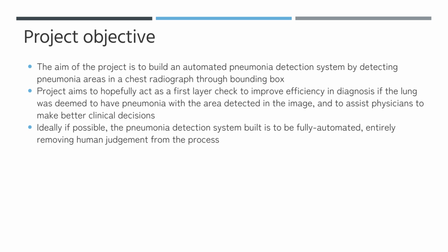The project aims to hopefully act as a first-layer check to improve efficiency in diagnosis if the lung was deemed to have pneumonia with the area detected in the picture, and to assist physicians to make better clinical decisions, such as for the images labeled not normal, no lung opacity, to reduce false positives by the algorithm, and potentially detecting other potential health issues which are not pneumonia. Ideally, it would be able to replace human judgment in this process.